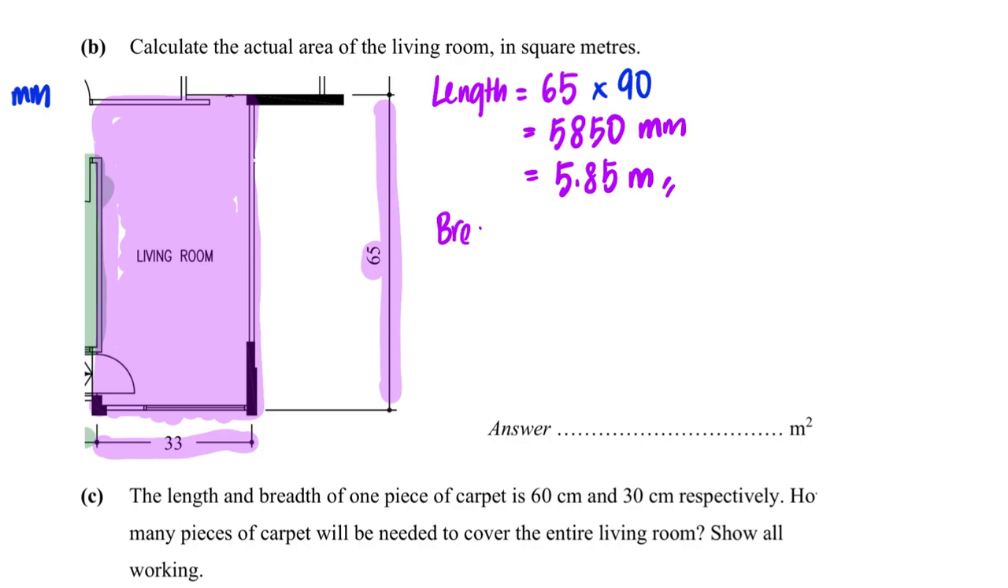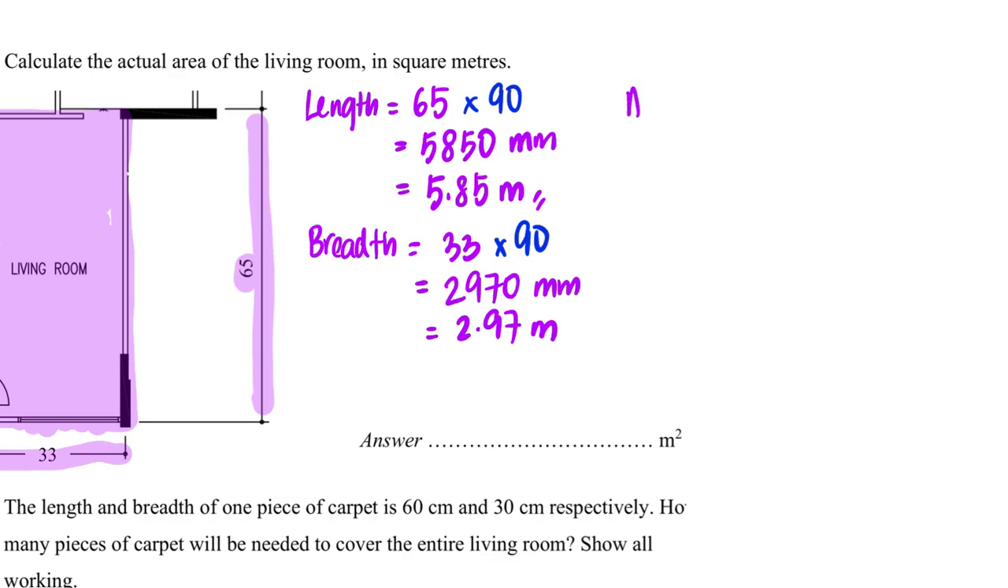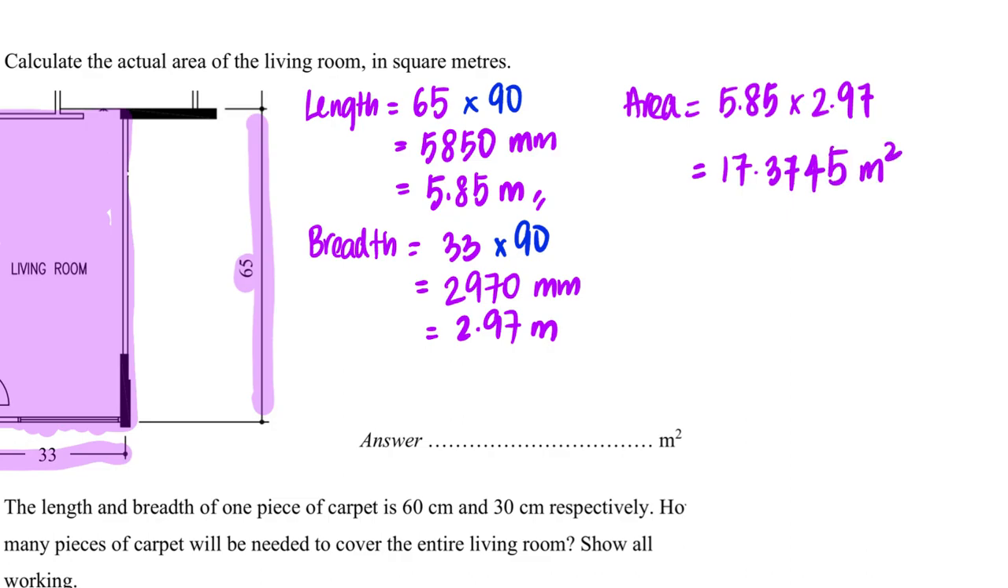And my breadth of this living room, 33, again multiplied by the scale, so this will be 2.97 meter, and therefore I will be able to get my area easily now in meter square. 17.3745 meter square, and this is the exact value. So I'm going to write this down.